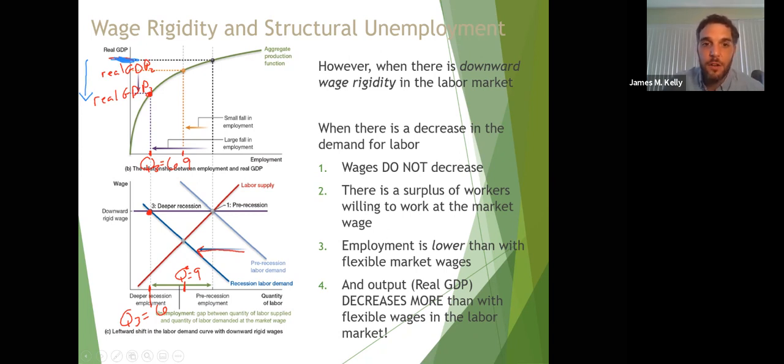This decrease here, this decrease in the demand for labor, we call a negative shock to the labor market. When that occurs, the labor market absorbs that negative shock a little bit more when wages are flexible. Hence, employment doesn't fall as much as when wages are rigid.